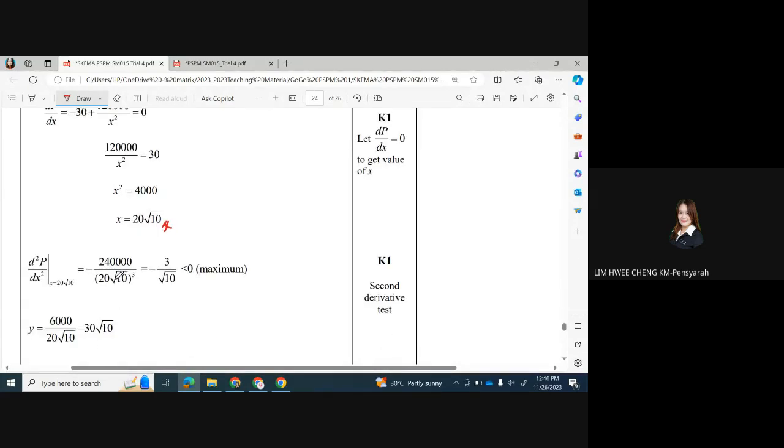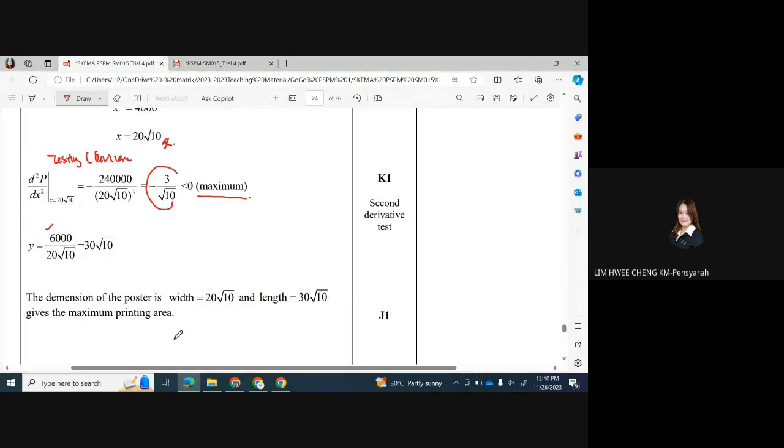Okay, but I have to do the second derivative. I have to do the test using the second derivative. So I differentiate once more, I substitute a value, and I will get a negative value. So this is the maximum. So I use the second derivative test. Then I find Y, having X and Y. So the dimension of the poster is the length 20 plus X, this is the value of X, and the width, when the printing area is maximum.